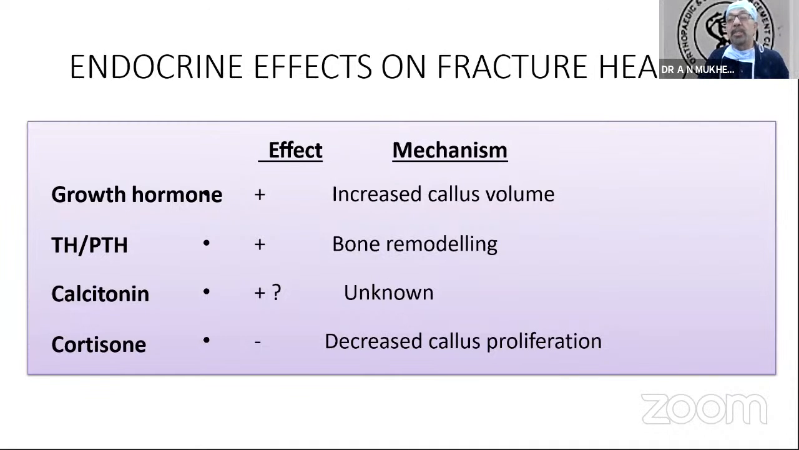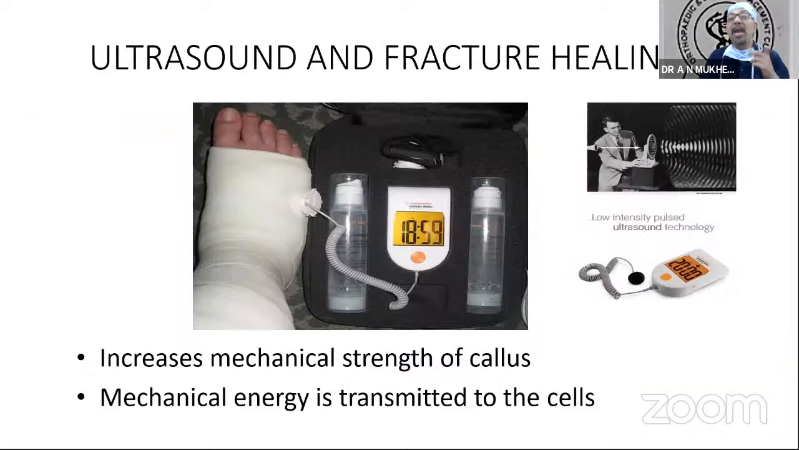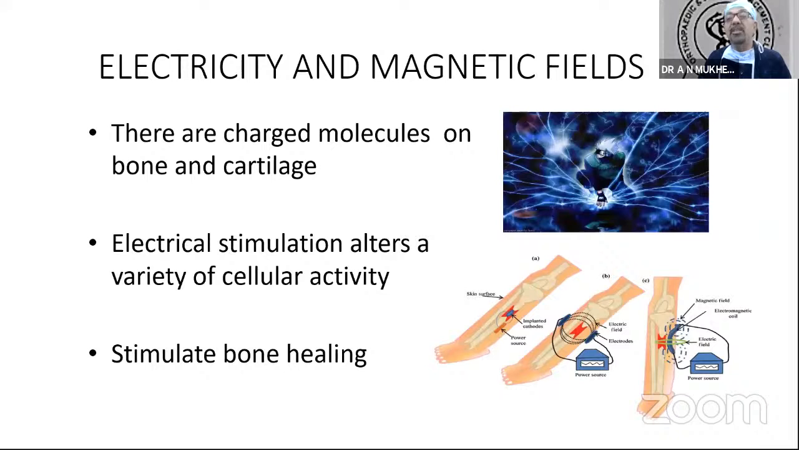Growth hormone has a positive effect and increases callus formation. PTH, as we all know, has a positive effect on bone remodeling. Calcitonin is a plus minus; no one knows actually what it does in bone healing. Cortisone decreases callus formation. Thereafter, we have ultrasound in fracture healing. Low intensity ultrasound increases the mechanical strength of the callus, and mechanical energy is transmitted into the cell. We have electric and magnetic fields, which act on the charged molecules in the bones and cartilage, and electric stimulation affects a variety of cellular activities that stimulate bone healing.